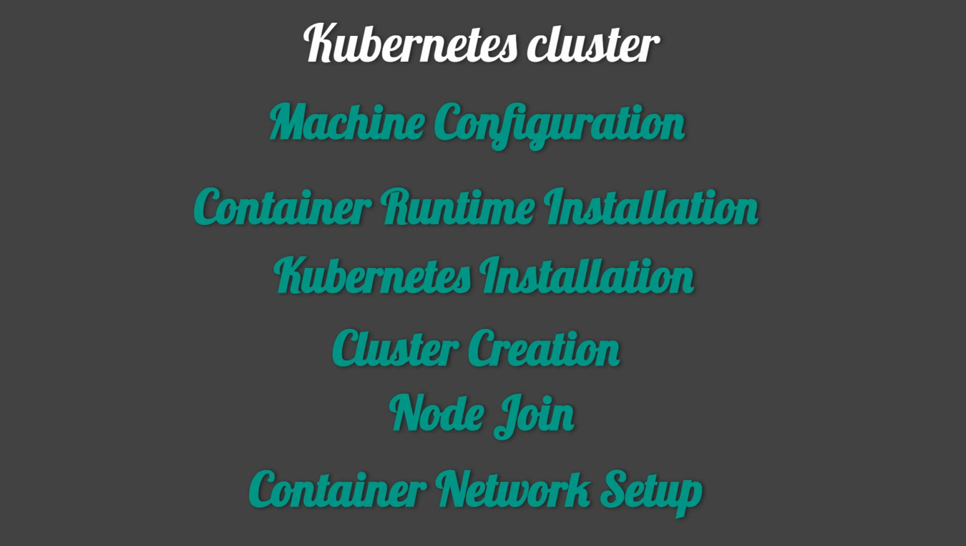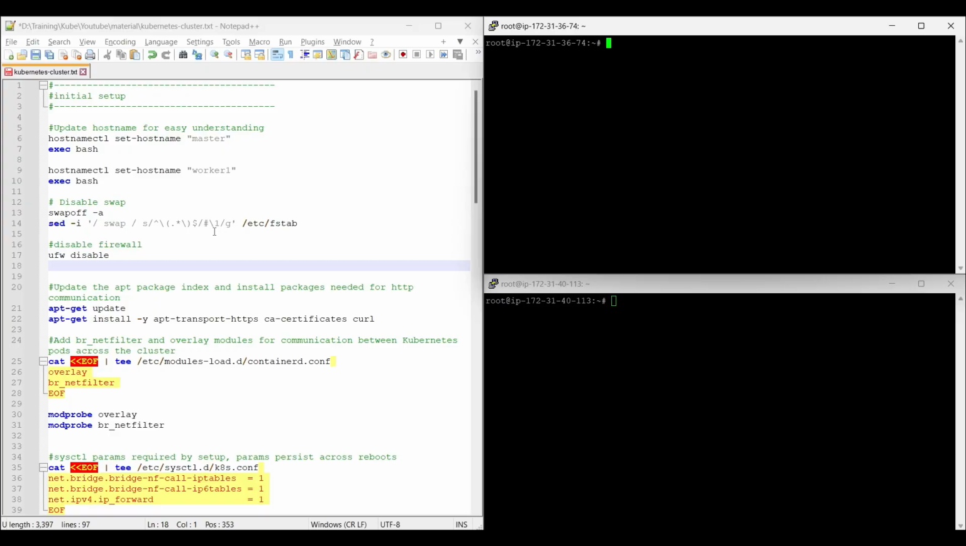Machine configuration, then the container runtime installation, Kubernetes installation, all these we will do in both the machines, both the master node as well as the worker nodes. Then the cluster creation we'll do only in the master node. Then worker node will be joined to the master node, then the container network setup. Let us see how to deploy our Kubernetes cluster now.